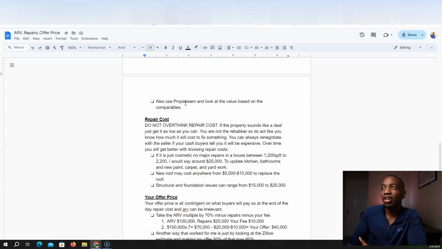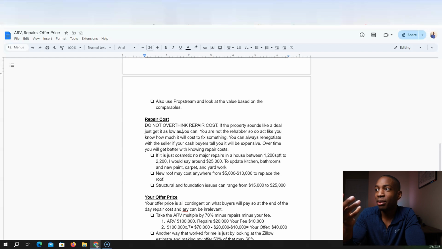Now, you can also just look at PropStream. That's one thing. And also looking at Zillow, there's estimates. Sometimes it works, but sometimes it doesn't. But repair costs, it's hard because you do not want to overthink. Do not overthink repair costs. If it sounds like a deal, just get it as low as you can. You are not a rehabber, right? Do not act like you know how much it will cost, right?